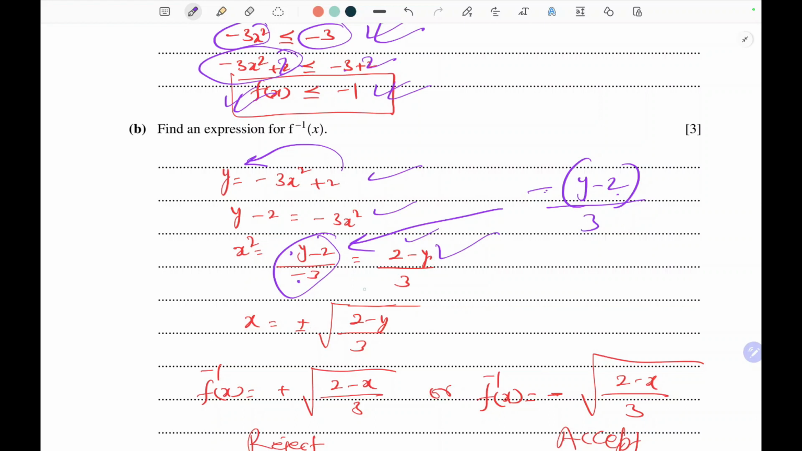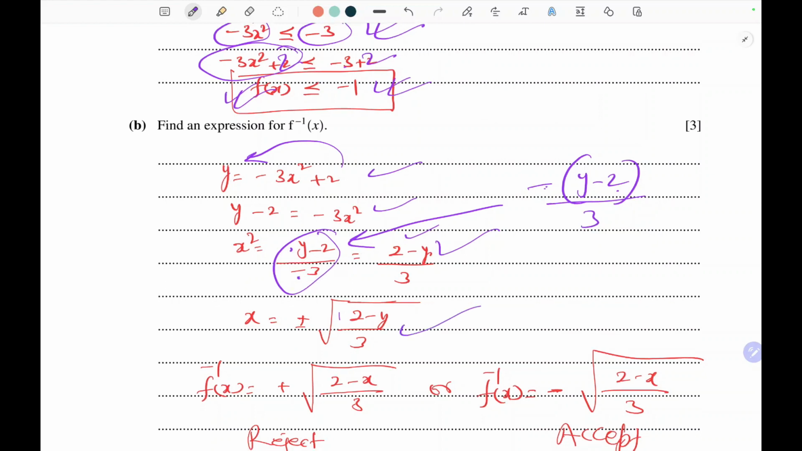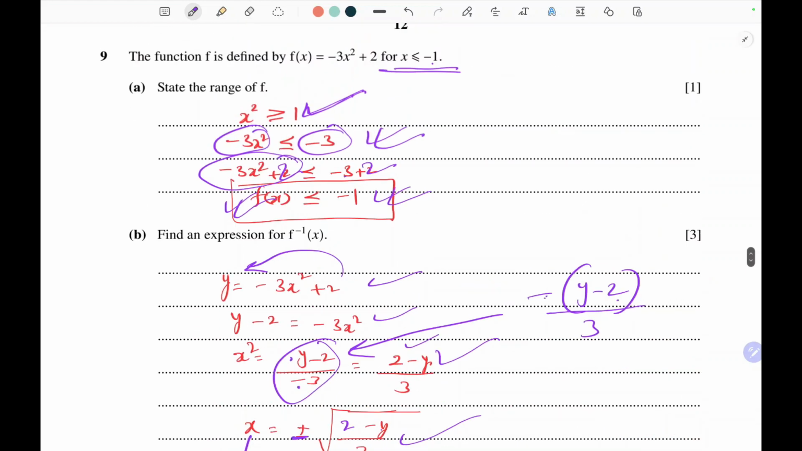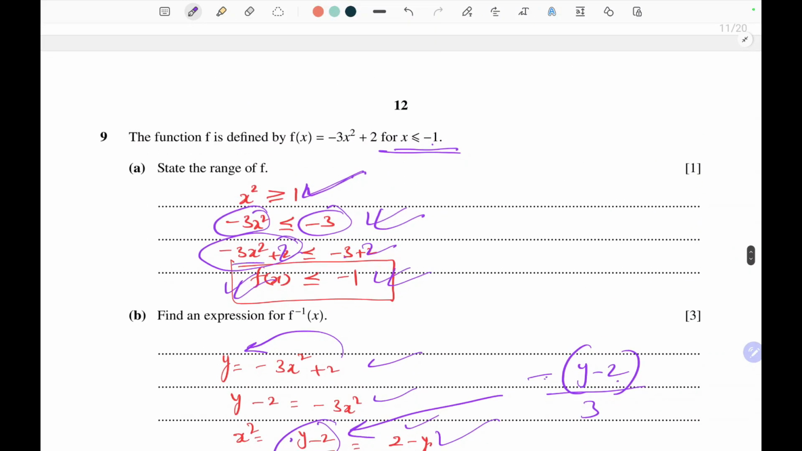So x squared is (2 minus y) over 3, and x is plus or minus the root of (2 minus y) over 3. Now this x we have to change in f inverse x, which is plus root of (2 minus x) over 3, or f inverse x with the negative sign, minus root of (2 minus x) over 3. Which one we have to accept and which one to reject depends on the range as well as the domain.